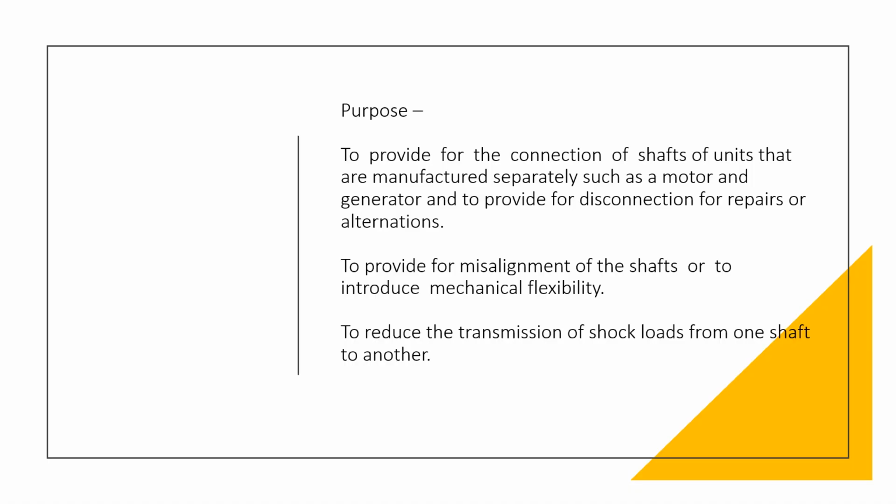We'll go in detail. The purpose is to provide the connection of shafts of units that are manufactured separately, such as a motor and a generator, and to provide for disconnection for repair or alteration. If you need to do some repair, you don't need to take the whole unit; you can remove the coupling and take the separate part.